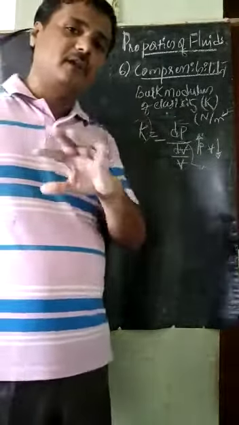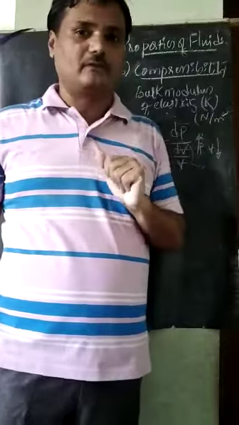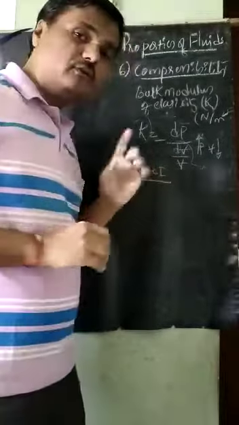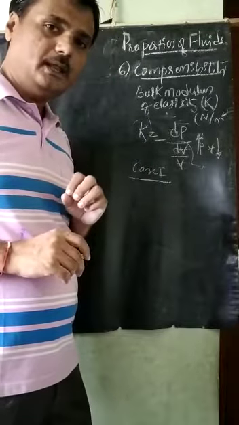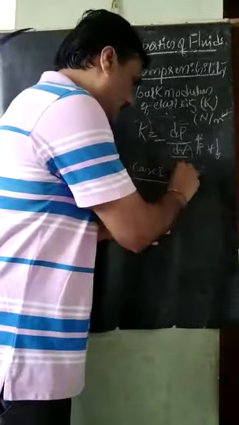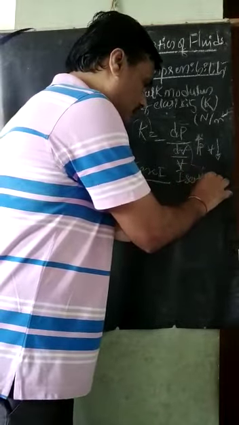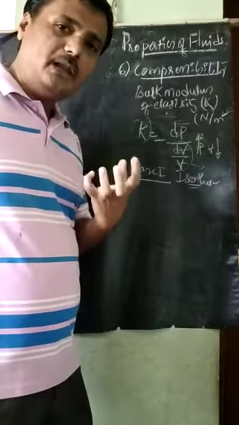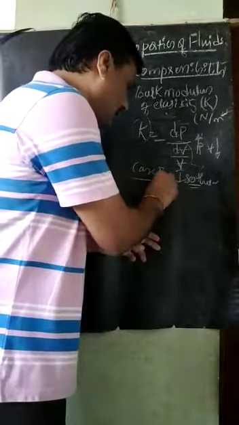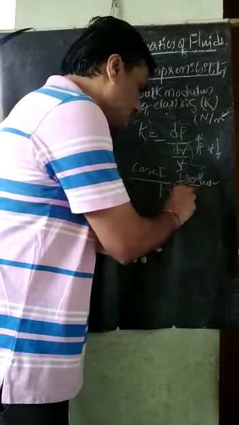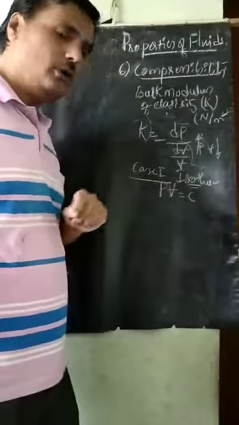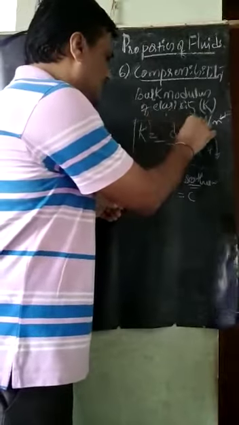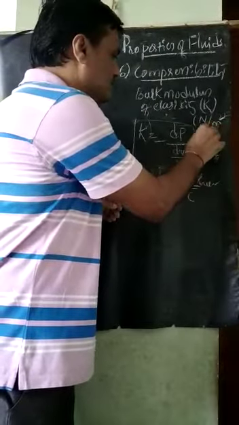This bulk modulus of elasticity we are studying in two cases. The first case, case 1, is when the thermodynamic process is isothermal. Isothermal process means temperature is constant. What is the governing law for this isothermal process? The governing law for the isothermal process is PV equals constant, where V is the volume. So now I will take this equation, and for bulk modulus you will call this equation 1.